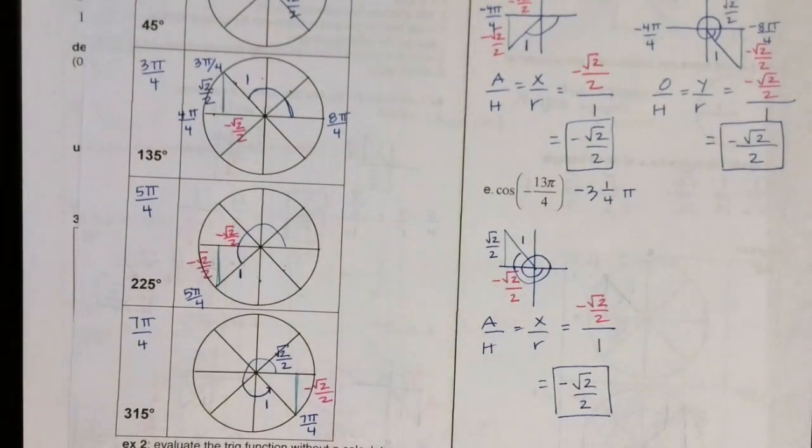Alrighty, so that was our 45, 45, 90 on the unit circle. Our next lesson will be 30, 60, 90 on the unit circle.